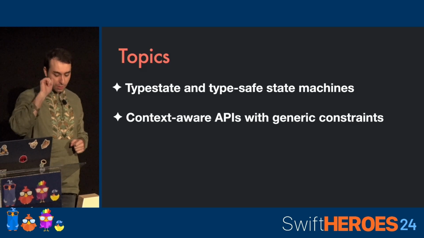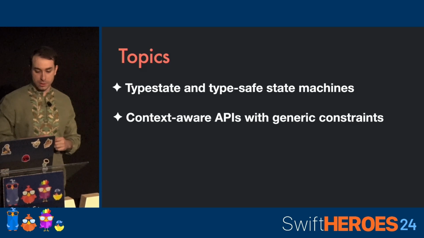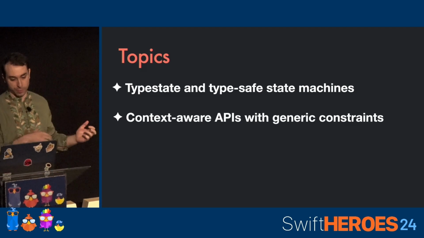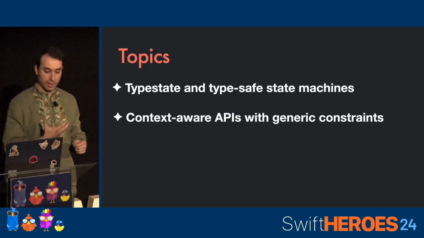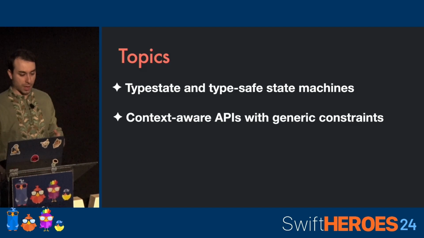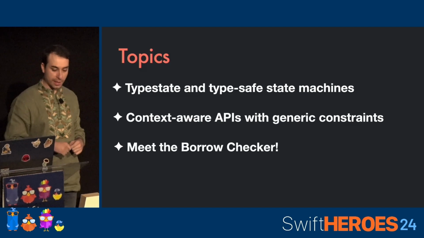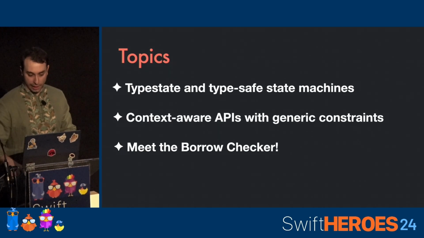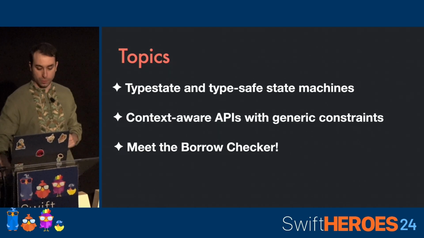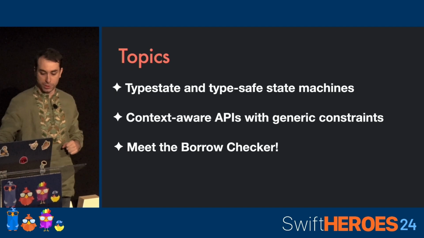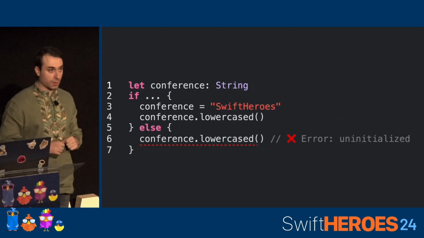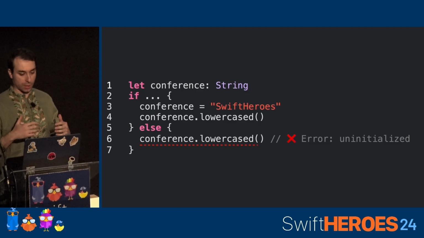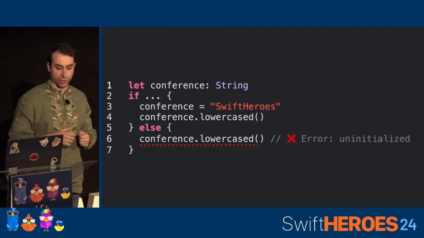We're going to talk about context-aware APIs, which you can achieve with generic constraints. That's something you can already do, even before Swift 5.9, but that's another thing that adds power to type state. And then we'll get to meet the borrow checker that was introduced in 5.9. And there's also another talk tomorrow, which goes into more detail about the borrow checker. Now, without further ado, let me introduce you to what the type state is in general.